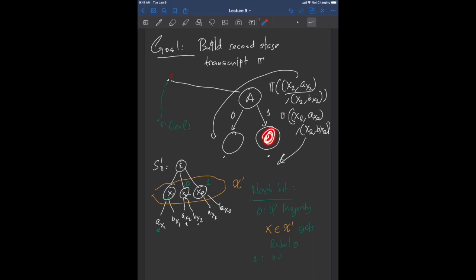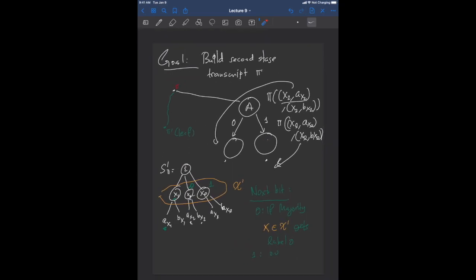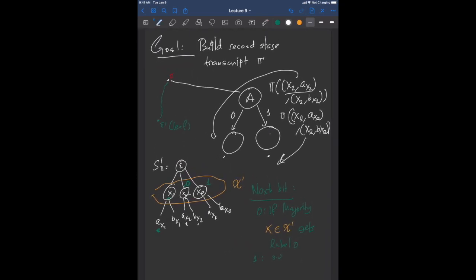But in doing so, what would we have ensured? What Alice is doing is dividing x dash into two parts, x dash 0 and x dash 1. We know that one of them would be at least half the size of the original, right? Because x dash is partitioned into two sets.